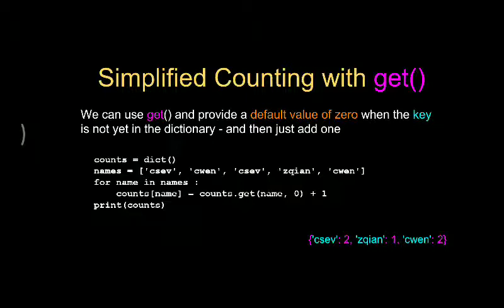Simplified counting with get. We can use get and provide a default value of 0 when the key is not yet in the dictionary, and then just add 1. counts equal to dict, names equal to will give you the different key values here. For name in names, counts of name equal to counts dot get of name comma 0 plus 1. So every time you will be adding 1 through that get method. It will give you the output as the total number of occurrences of each key from the dictionary.